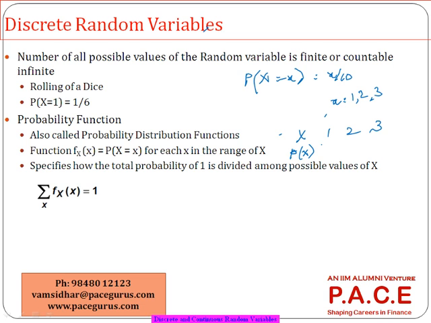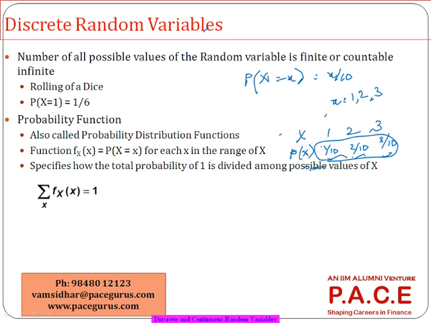The probability is, we said, x by 10. So if x equal to 1, it becomes 1 by 10. If x equal to 2, it becomes 2 by 10. For x equal to 3, it becomes 3 by 10. Now, the rule, each probability should be between 0 and 1, which is met. Sum of all the probabilities should be equal to 1, which is not the case. 1 by 10 plus 2 by 10 plus 3 by 10 is 6 by 10, which is not equal to 1.